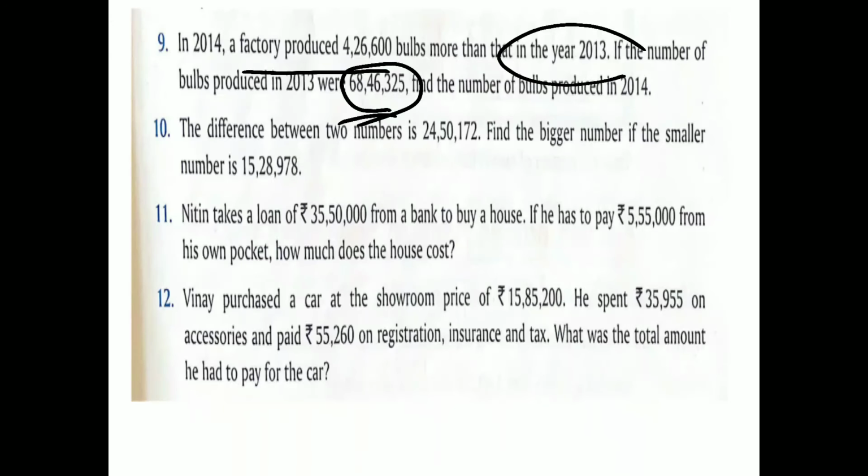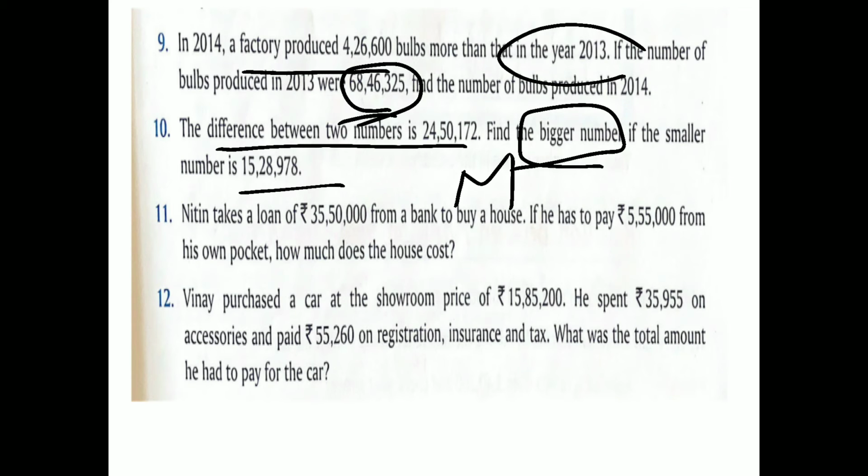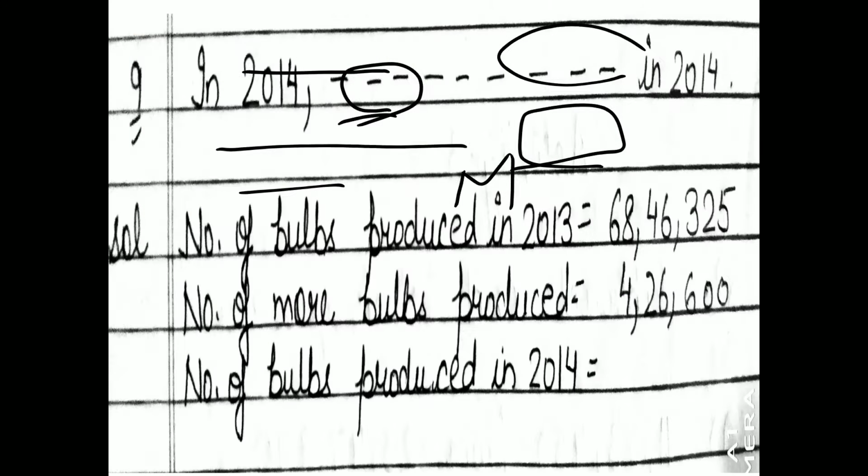Now we do question number 10. Question number 10 says the difference between two numbers is this. You have to find the bigger number if the smaller number is this. When the difference is given and the smallest number is given, what do you have to do? Whenever we find the biggest number, that means the minuend. Whenever we find the minuend, in that case we have to add the difference and the smallest number.